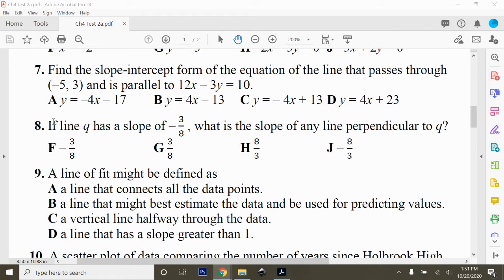7. Find the slope-intercept form of the equation of the line that passes through the point (negative 5, 3) and is parallel to 12x minus 3y equals 10. A is y equals negative 4x minus 17. B, y equals 4x minus 13. C, y equals negative 4x plus 13. D, y equals 4x plus 23.